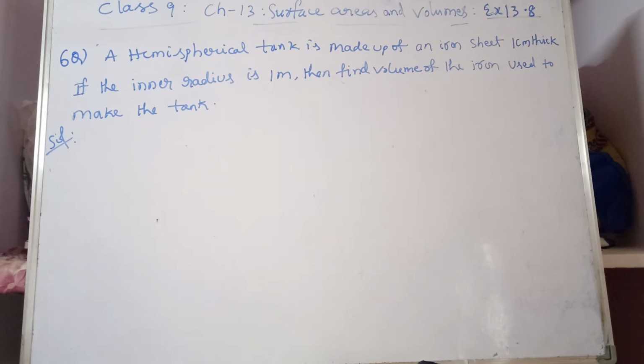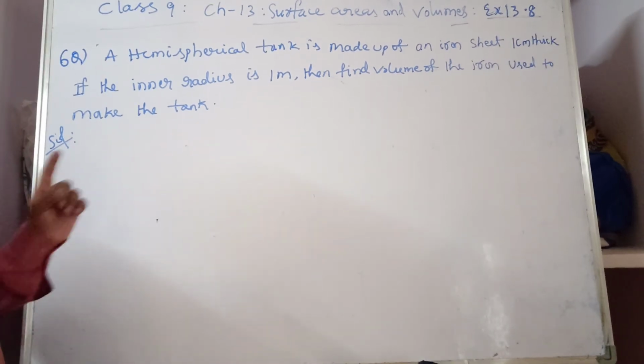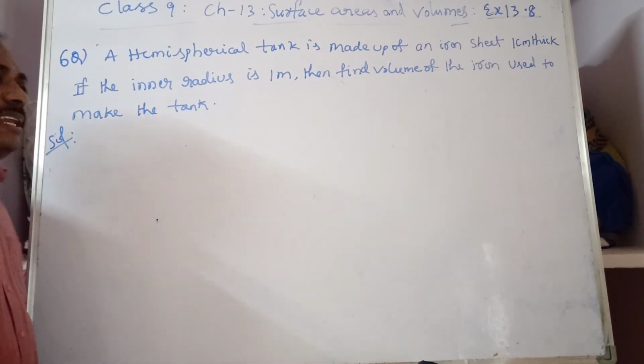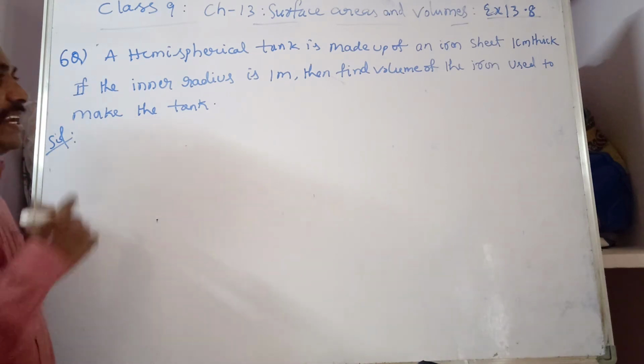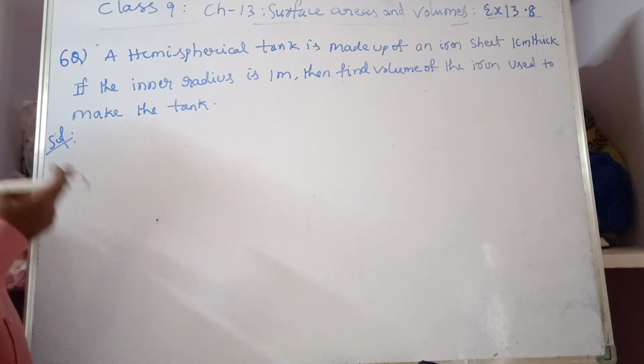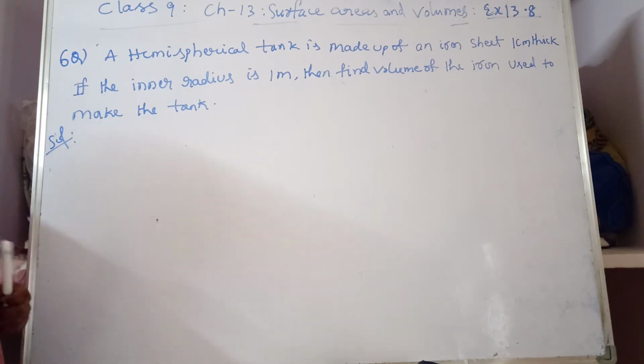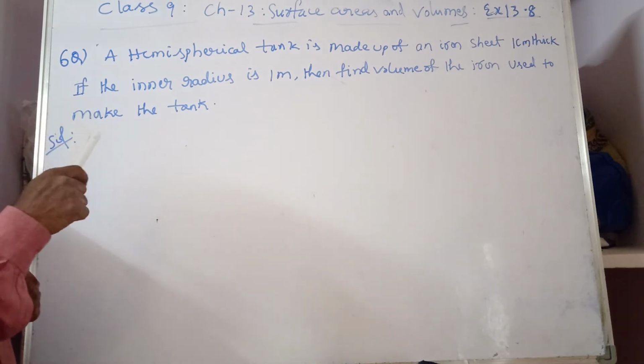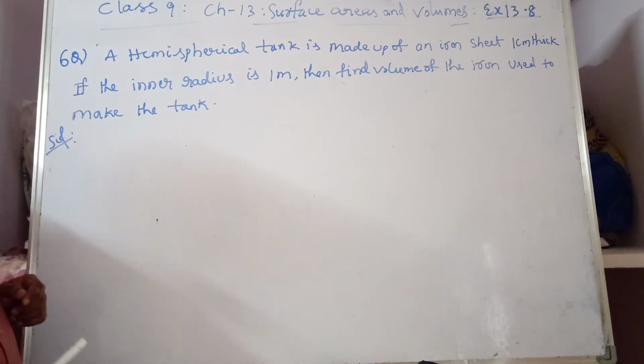Now question number 6. A hemispherical tank is made up of an iron sheet of 1 centimeter thick. If the inner radius is 1 meter, then find the volume of the iron used to make the tank. So here they prepared a tank in the hemispherical shape. The tank is made up of an iron sheet of 1 centimeter thick and the inner radius is given as 1 meter.